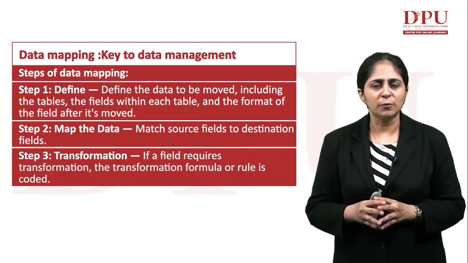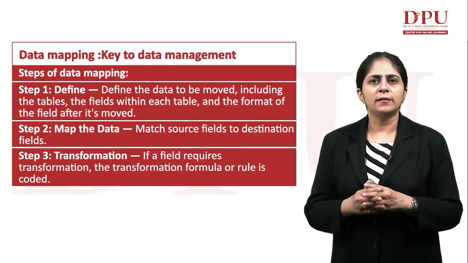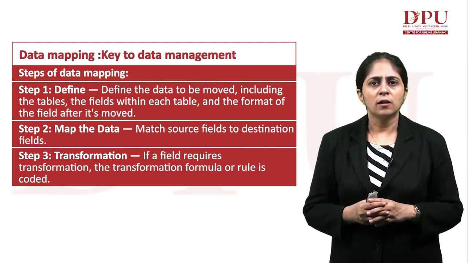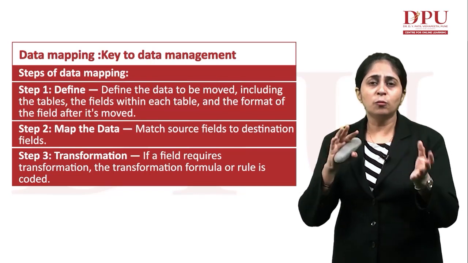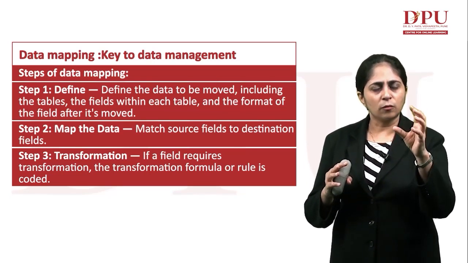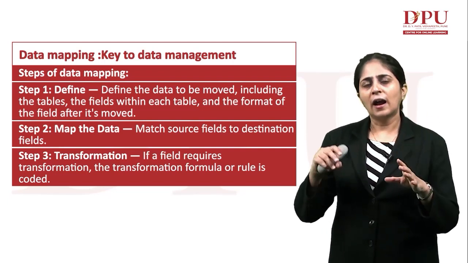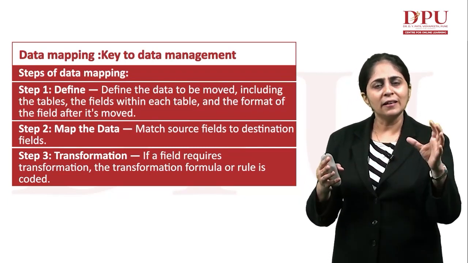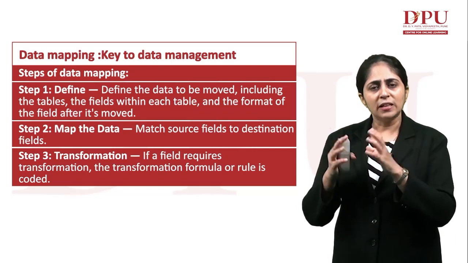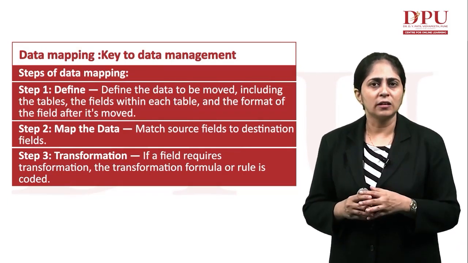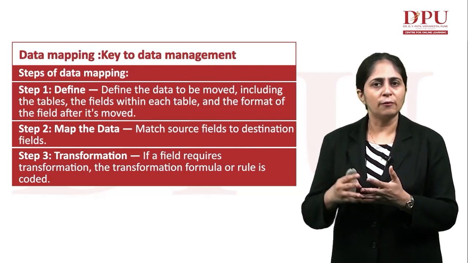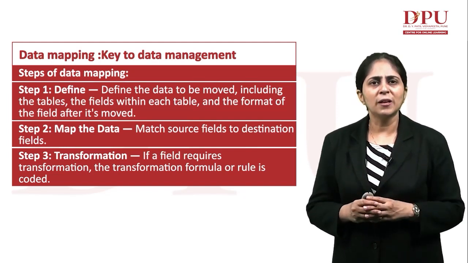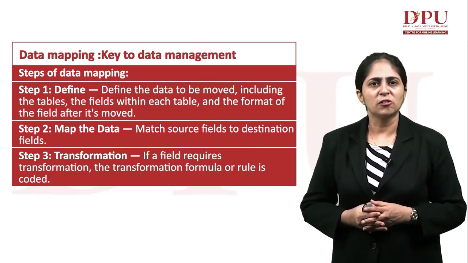Step 3, which is transformation. If a field requires transformation, the formula or the rules are also coded. Transformation means if we need to convert the format of data. At the source we have one format, at another place we have a different format. It should not be so. We have to transform it in such a way that they map with each other. Even the transformation might require cleaning of certain data. There might be some data which is of no relevance, so it can also be deleted during the transformation process. So the third step that we perform during data mapping is the transformation of data.